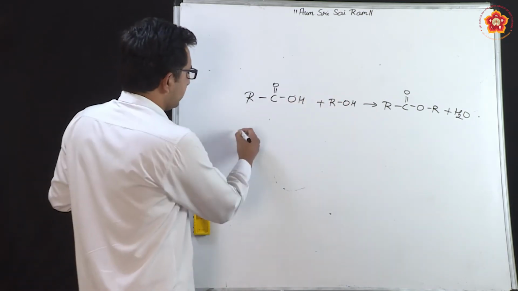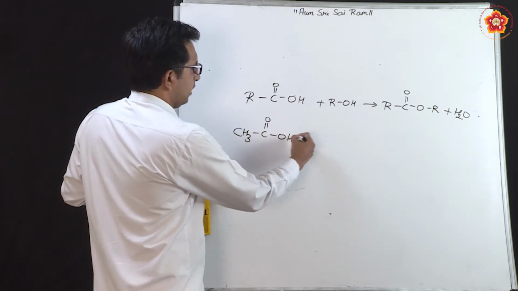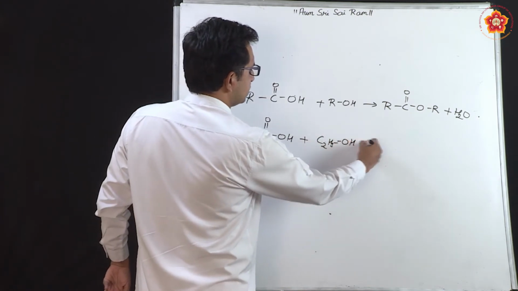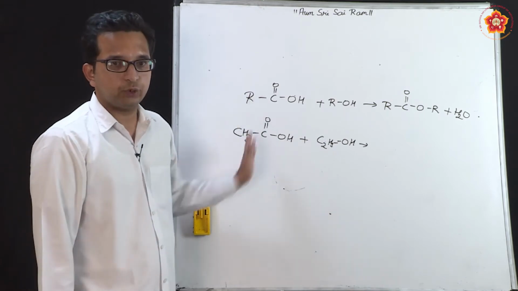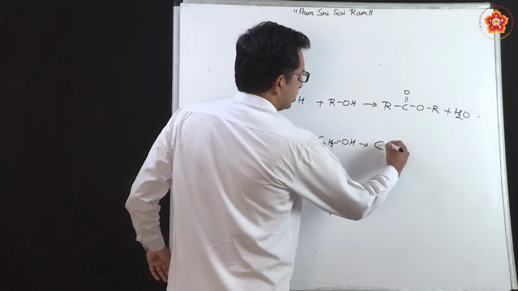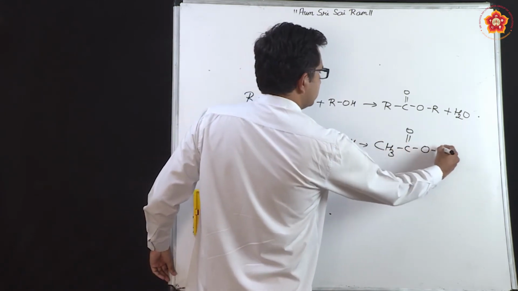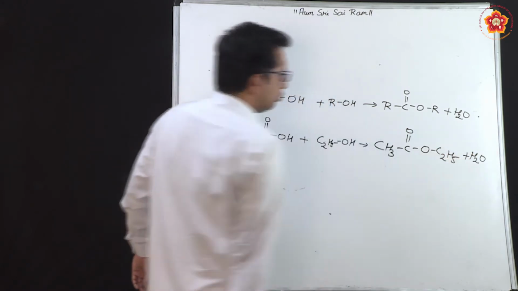So, you can see that H2O will go from these two systems. For example, let me take ethanoic acid, and along with ethanoic acid, let me take ethanol. So, C2H5OH and CH3COOH, ethanoic acid and ethanol, both are two carbon systems. So, here we tend to form CH3COOC2H5 plus H2O.